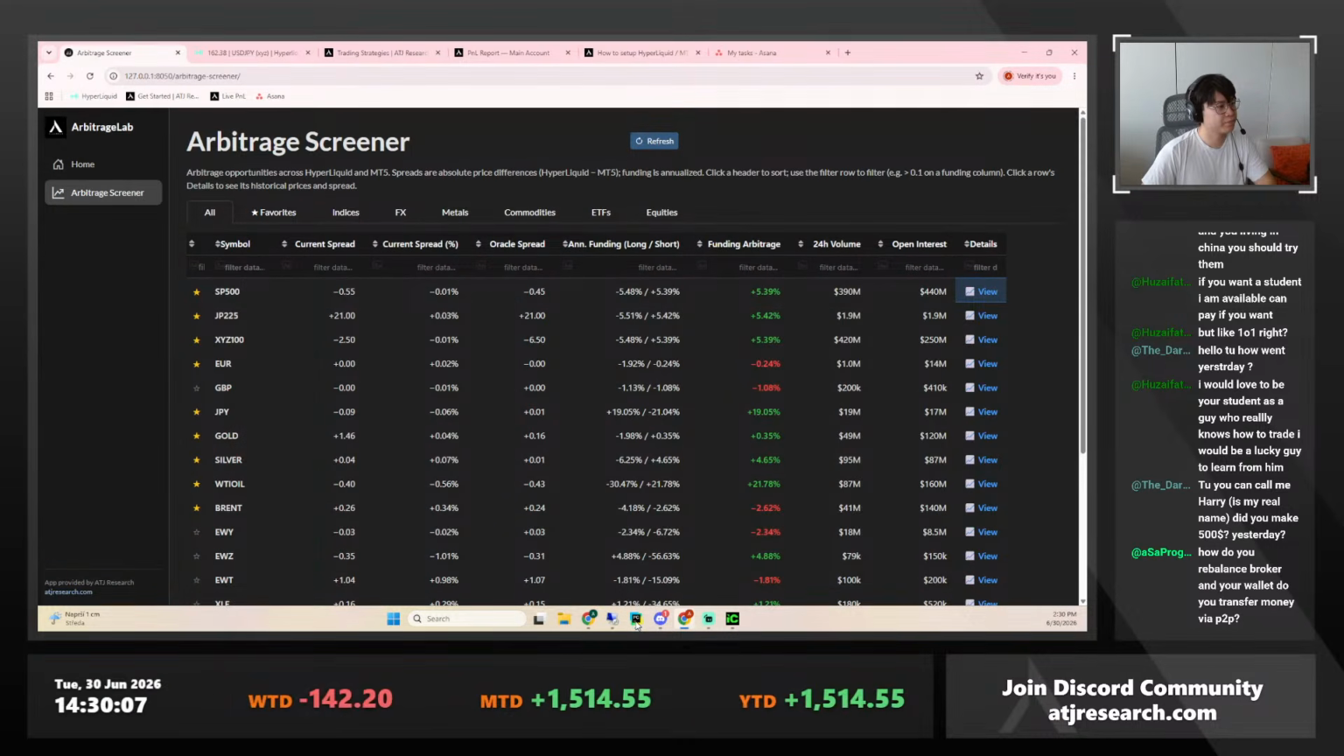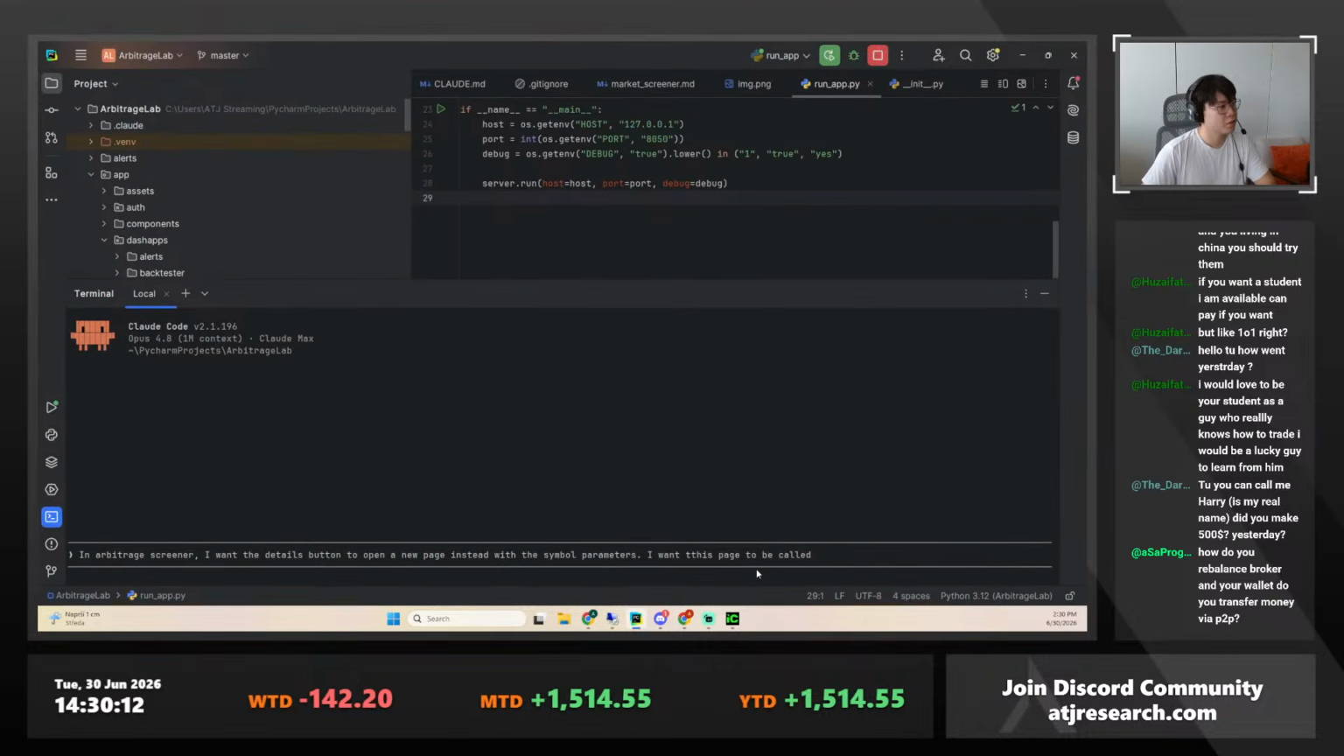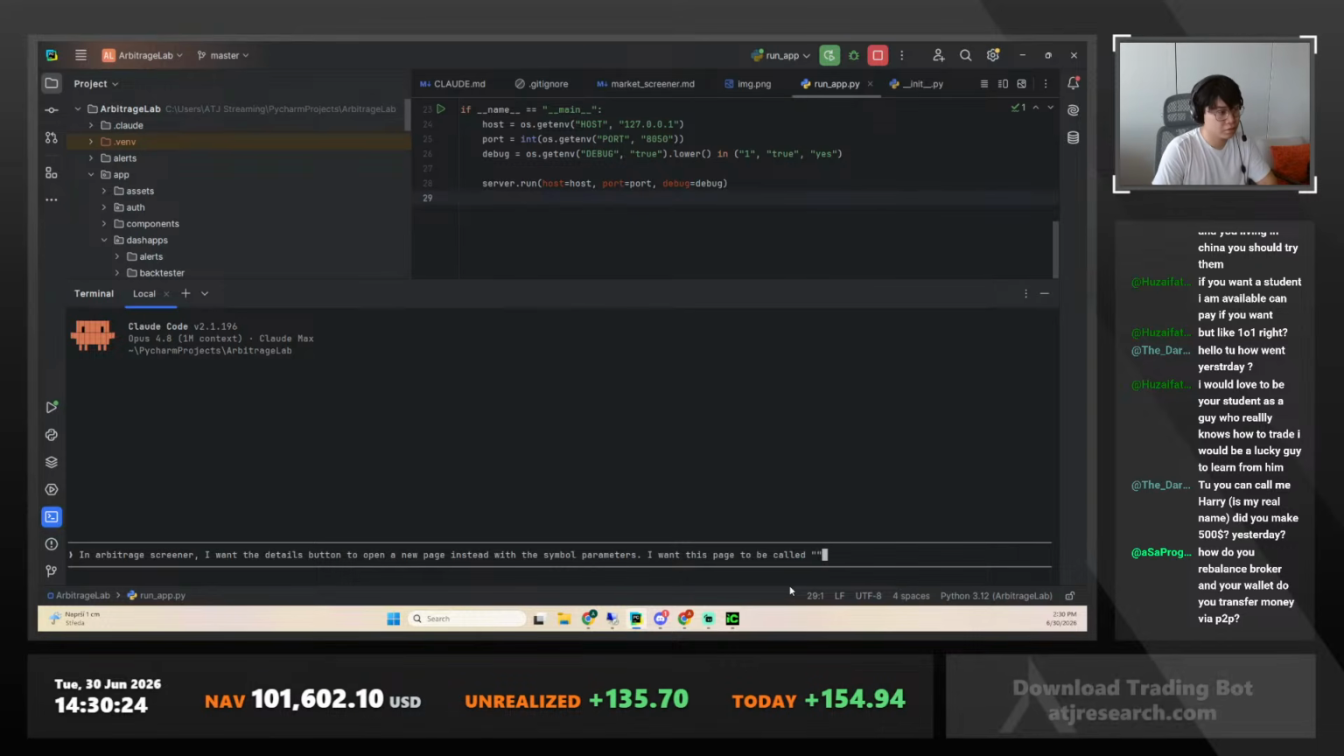Or let's just call it Backtester. Or pair details. I think pair details is fine. Or pair analysis. Yeah, pair analysis sounds pretty good.